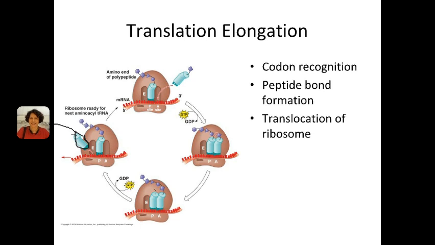You can look at this as either the ribosome moving to the right, or you can look at it as the mRNA moving to the left. Both of those accomplish the same thing. At this point now, the ribosome is going to be ready for the next amino acid, the next tRNA carrying an amino acid, so then the cycle begins again.